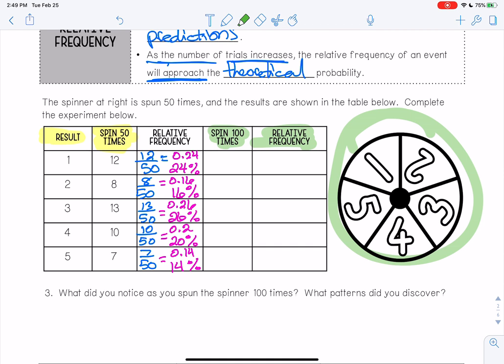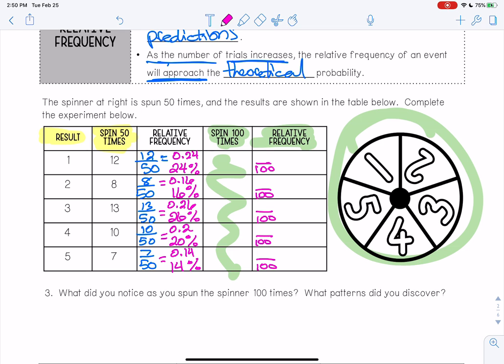At home, you could do the same thing. You could draw the spinner or print off a copy of the spinner from my Google Classroom, and do your own experiment 100 times. I'm not going to do that here, but remember, once you spin it 100 times, keep track of what you got, how many you got for each number, and you're going to write that here. And then for relative frequency, you're going to write it as a fraction, right? So every fraction is going to have 100 on the bottom because you're going to spin it 100 times. And then you're going to divide it and get your relative frequency, that percentage.